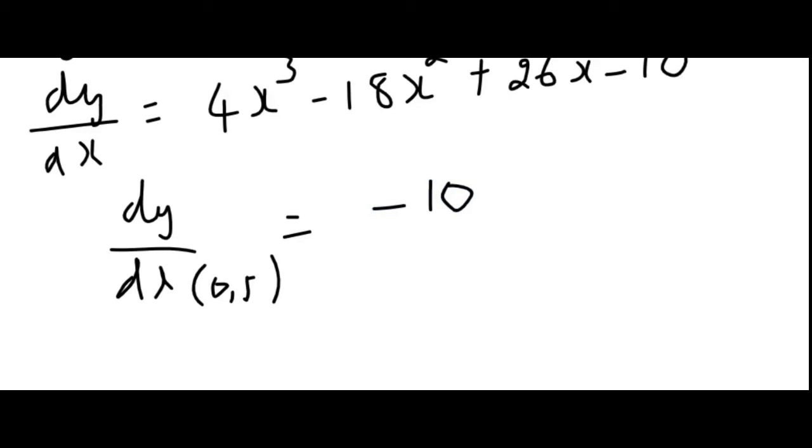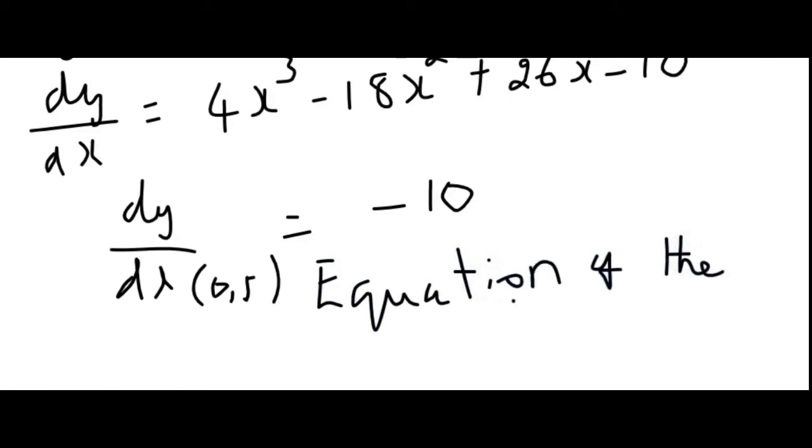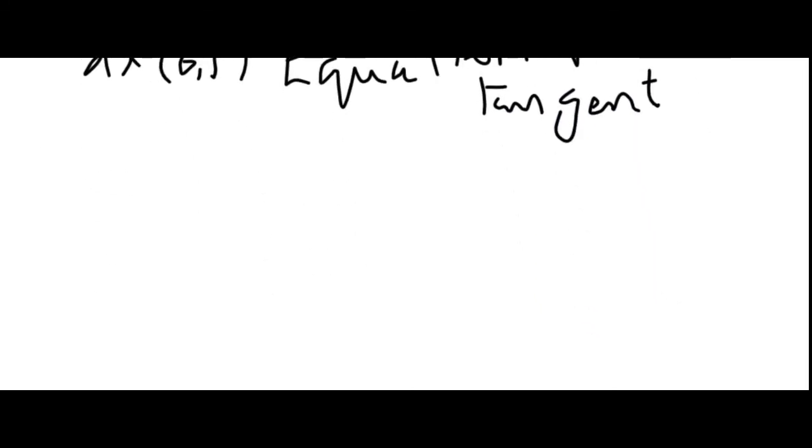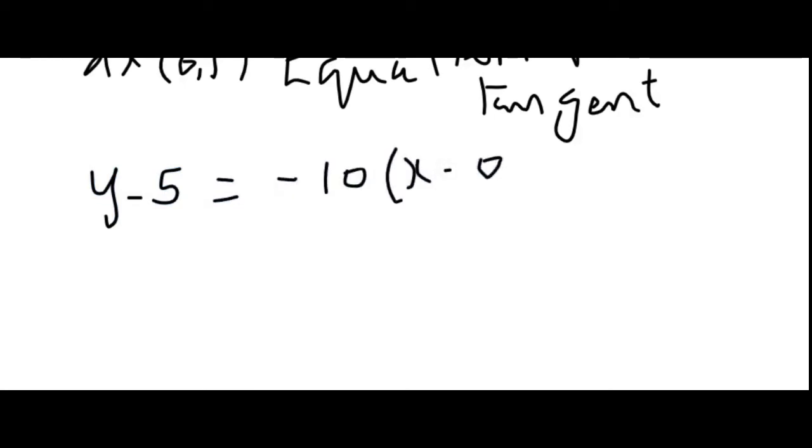Therefore, the equation of the tangent is y minus 5, the indicated point being 0, 5. So, y minus 5 is equal to minus 10 into x minus 0, or 10x plus y is equal to 5. Next, let us find the equation of the normal.